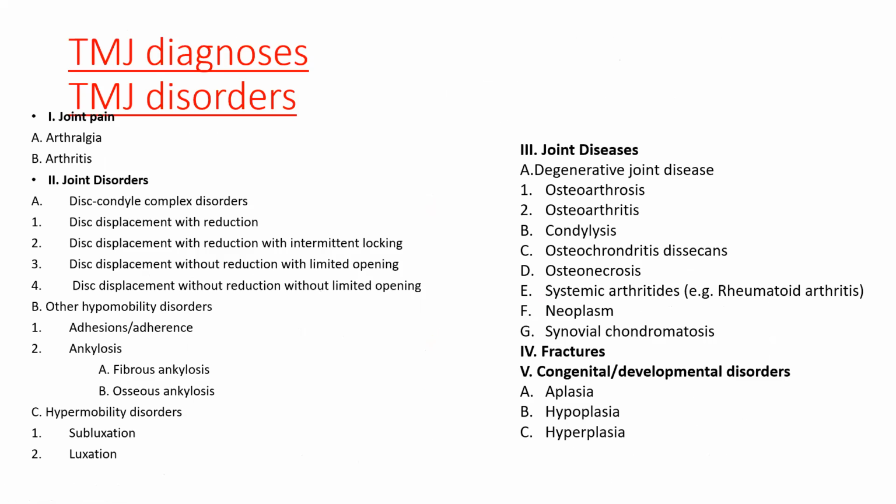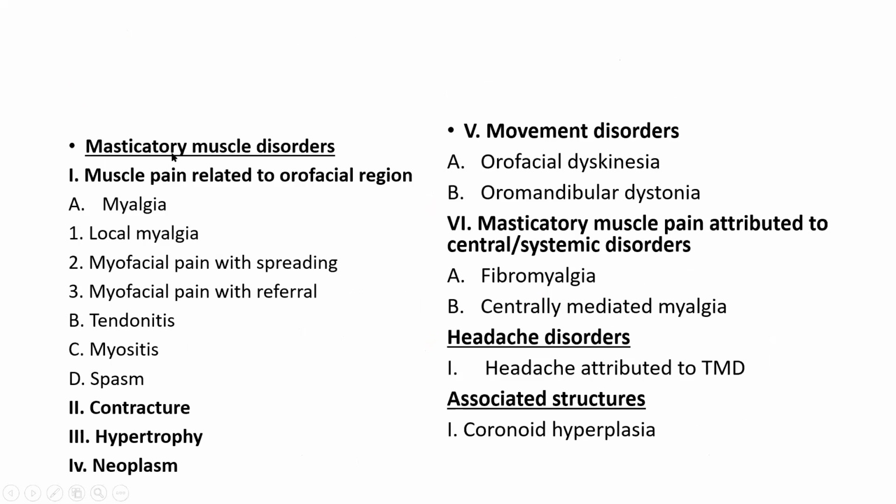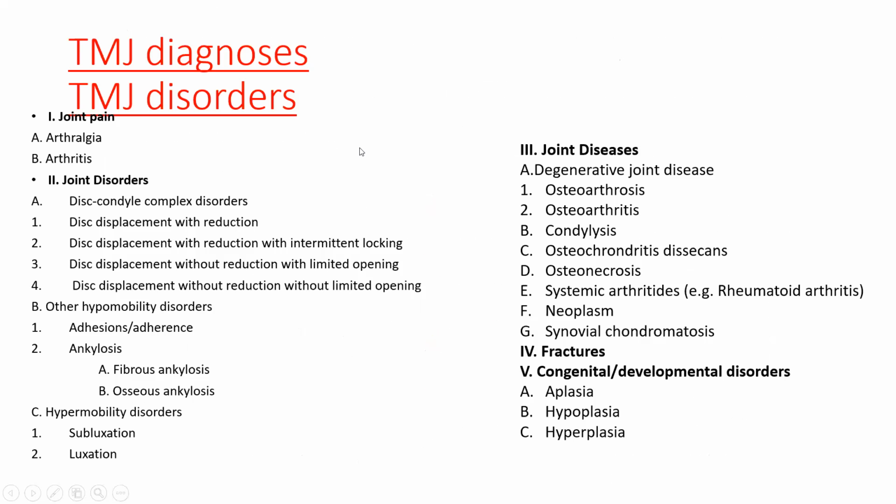So the TMJ diagnosis can be classified into various categories, and this basically includes 4 categories: the TMJ disorders, the masticatory disorders, the headache, and the associated structures. The TMJ disorders are further divided into 5 categories. It has joint pain, which includes arthralgia and arthritis; joint disorders, which include disc condyle complex disorder, disc displacement with reduction, displacement with reduction with intermittent locking, disc displacement without reduction with limited opening, and without reduction without limited opening.